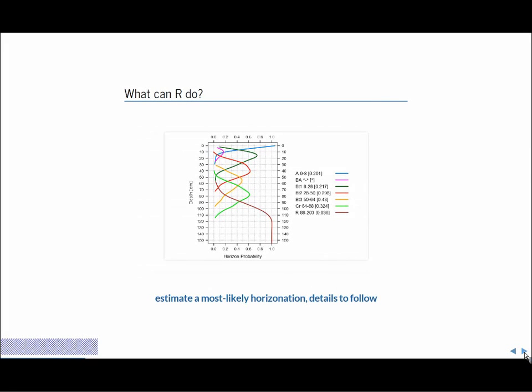Some of the things we're going to touch on in a minute include this one. This is essentially a profile plot with the probabilities of different horizons broken out. One of the neat things Dylan's come up with is a way to estimate the most probable horizon for a given depth, and then potentially use that probability down the road.